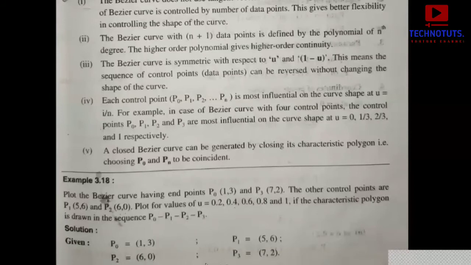So let us note down the given data. Point P0 has the coordinates 1, 3, point P1 has the coordinates 5, 6, point P2 has the coordinates 6, 0 and point P3 has the coordinates 7, 2, and the values of u are given from 0 to 1, with a gap difference of 0.2: 0, 0.2, 0.4, 0.6, 0.8.